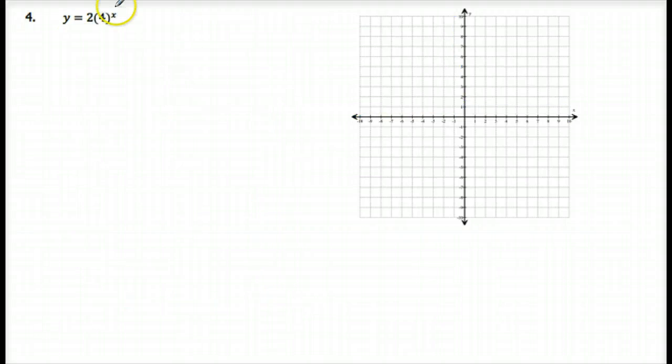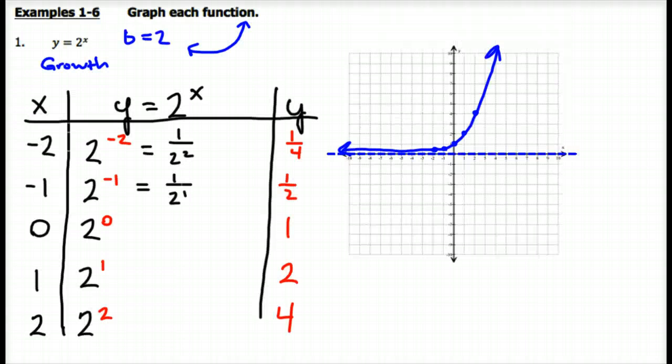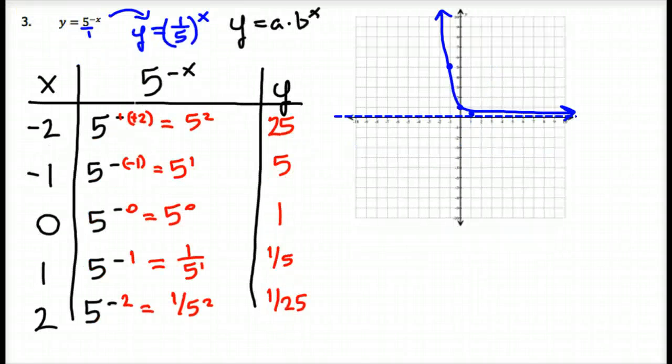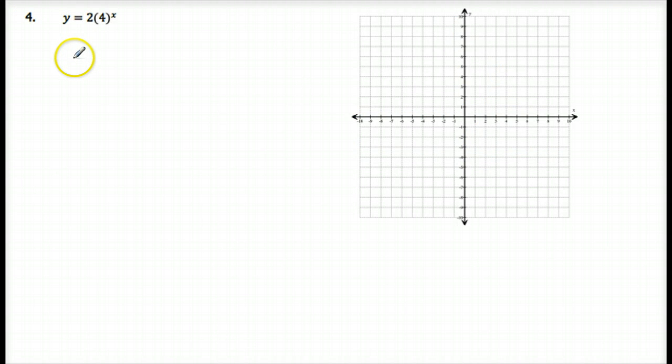Looking at number 4 now, this time I've added something. I've added an a value in there. y equals 2 times 4 to the x power. Really, we had an a value for 1, 2, and 3. The a value was just 1 each time. But now looking at number 4, we have an a value of 2 and a b value of 4. Again, your b value tells you whether it's growth or decay. Your b value is a number greater than 1, and so that means we have growth for this one.